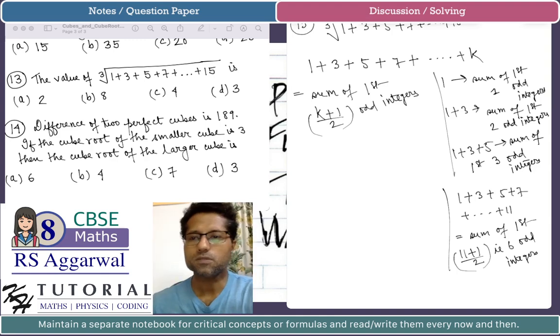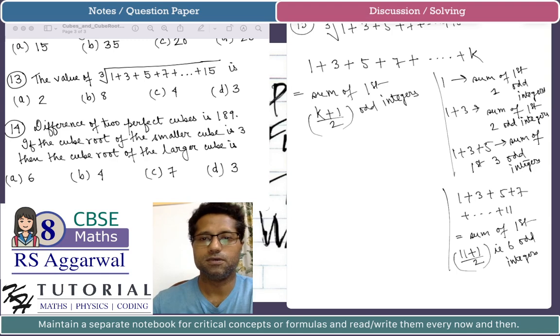So if you are given a sum of consecutive odd integers starting from 1, so 1 plus 3 plus 5 plus 7 up to k, where k is the last term in the sum, how will you figure it out? This sum is the sum of the first n odd positive integers. How will you find n? That n will be (k plus 1) by 2.